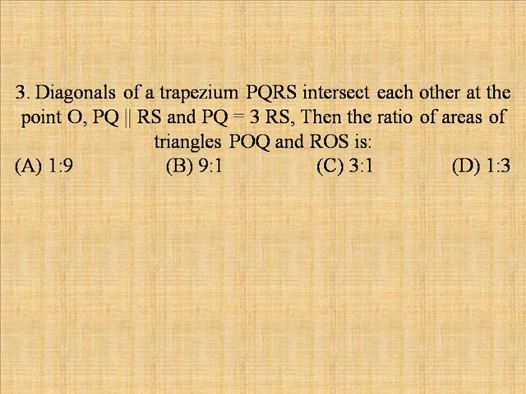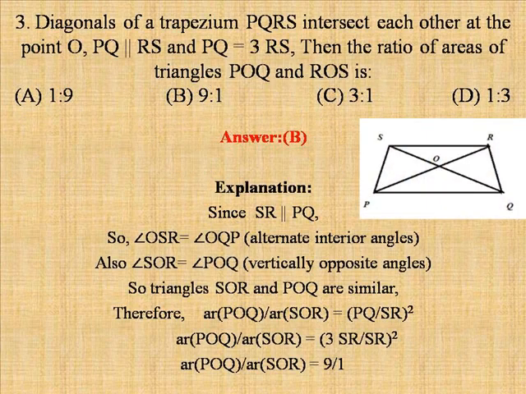Question number 3. Diagonals of a trapezium PQRS intersect each other at the point O. PQ is parallel to RS and PQ equals 3RS. Then the ratio of the areas of the triangles POQ and ROS is, and you have 4 options. Let's see its answer. Answer is option B, that is 9:1.